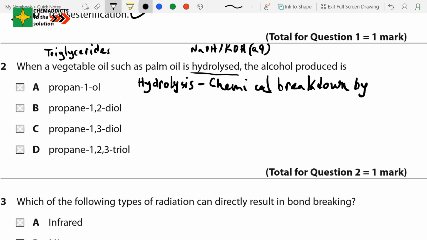Hydrolysis means chemical breakdown by water. The main definition of hydrolysis is chemical breakdown by water. Since we are dealing with alkaline hydrolysis, as you know already, it is the chemical breakdown by sodium hydroxide or potassium hydroxide. Any strong alkali is called alkaline hydrolysis.